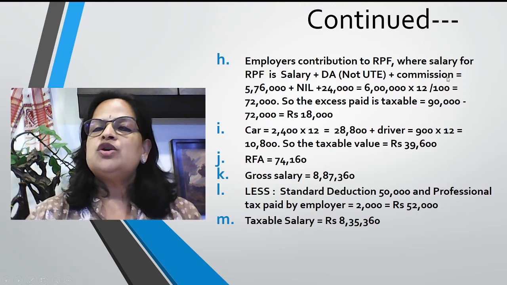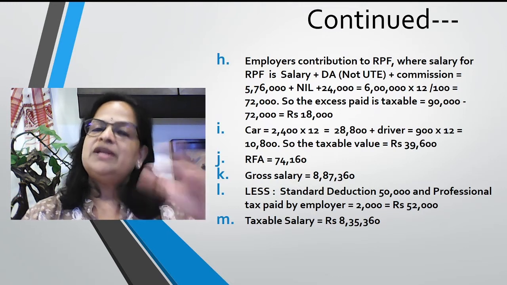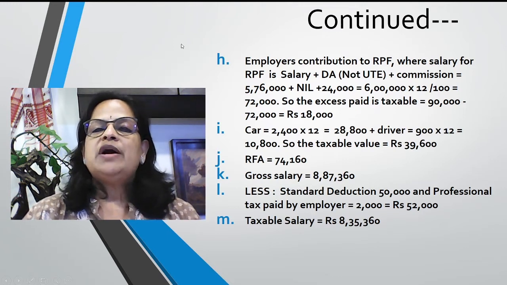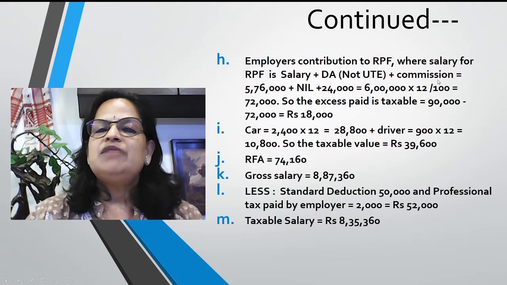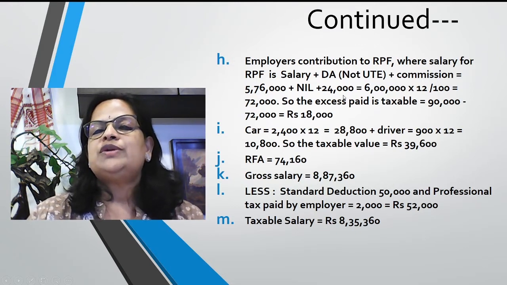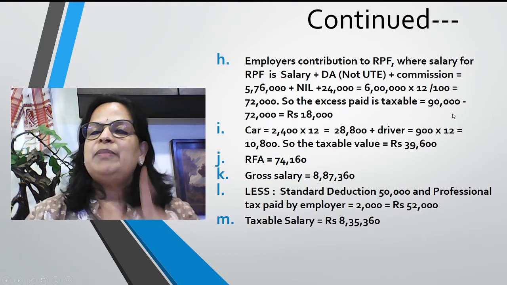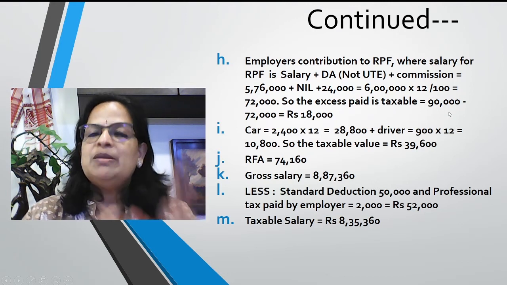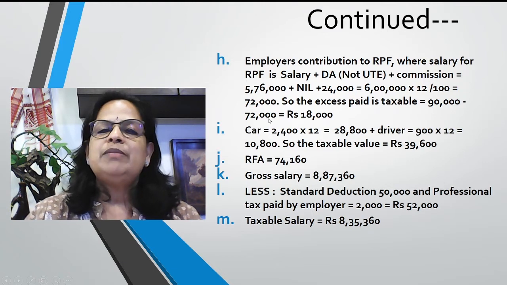Now employer's contribution to RPF. Now you have to see whether the 90,000 paid is exceeding 12%. So RPF is equal to salary plus DA, because DA is not entering into retirement benefits. Salary plus commission value we will take. So 5,76,000 plus nil plus 24,000, 6 lakhs into 12 by 100 is 72,000. Actual amount contributed for RPF by the employer is 90,000. So 90,000 minus 72,000, 18,000 will be taxable.